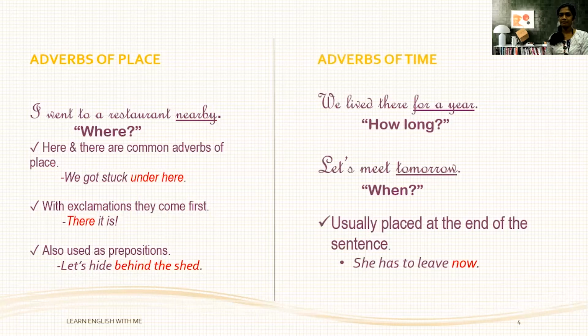And in terms of time, like we lived there for a year. Okay, we lived there for a year. And if I ask you how long did we live there, the answer will be for a year. And the second sentence, let's meet tomorrow. If I ask you when we're gonna meet, yeah, tomorrow. So for a year, tomorrow, a word or a phrase that tells you the exact time when the action takes place or took place.